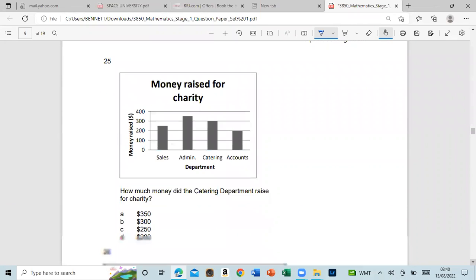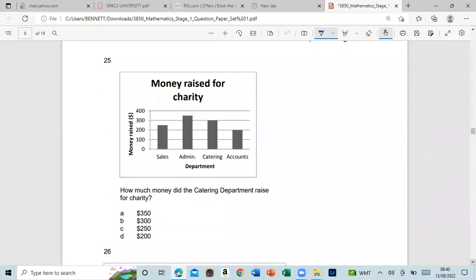25. It says money raised for charity. How much money did the catering department raise for charity? So they give you the sales admin catering account. How much money did the catering department raise? B, sir. $300. All right, very good. This one is straightforward. So first you find the catering and you go across, right? So you just read it off. Put it on the y-axis, and that will be 300.